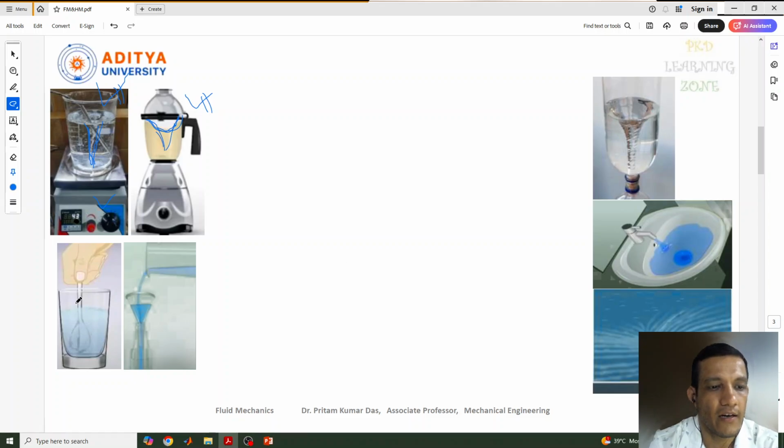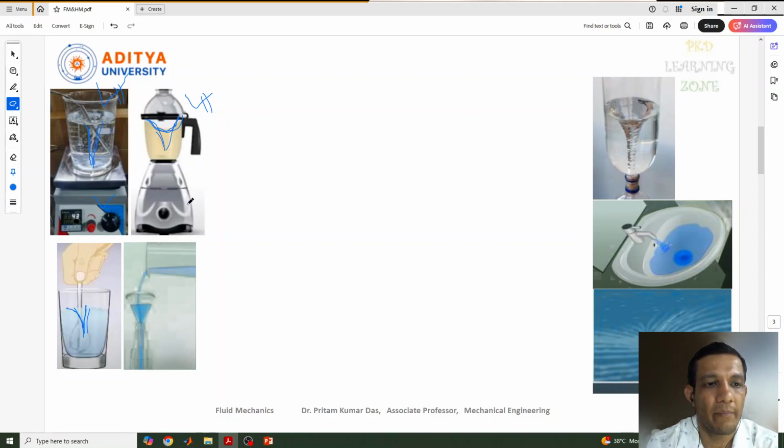Similarly, if you rotate water in a glass with the help of a spoon, you can also see a vortex formation there. Here it is in the normal condition, not in rotation, but when you start rotating it, you will get a vortex formation. And similarly, when you pour some water or some kind of liquid into a bottle, here also you can see there is a vortex formation when the water enters the jar. So these are some examples of forced vortex flow.